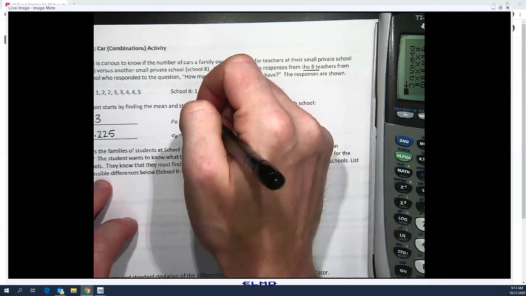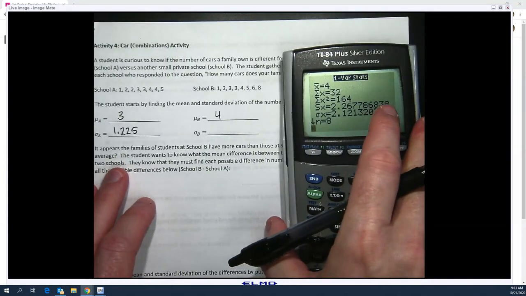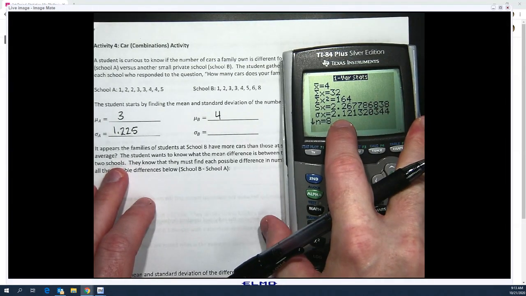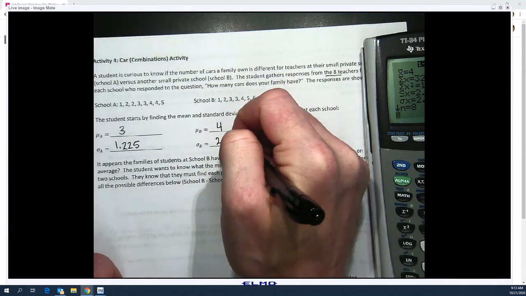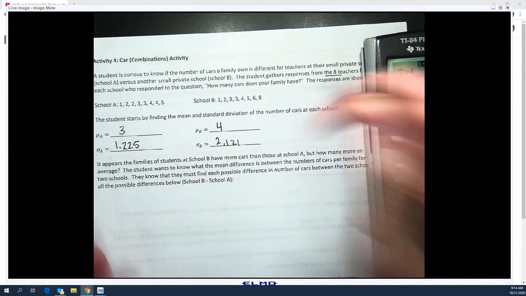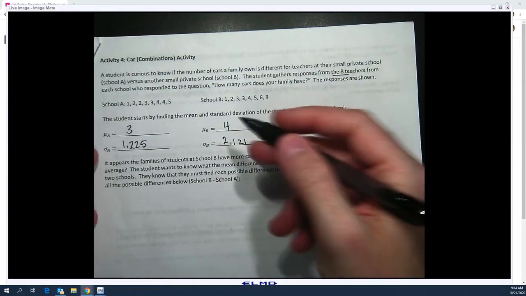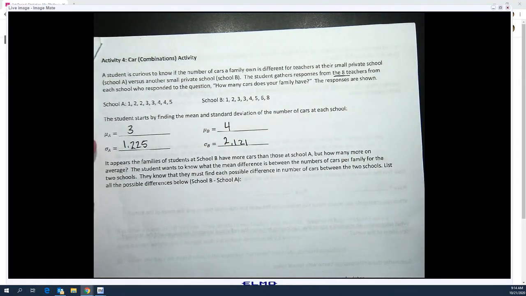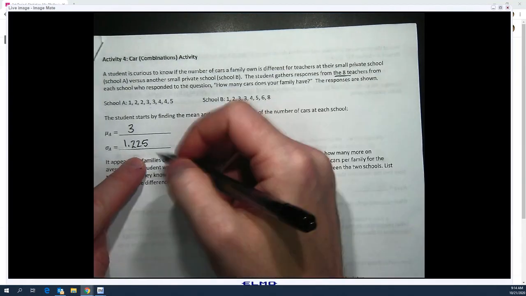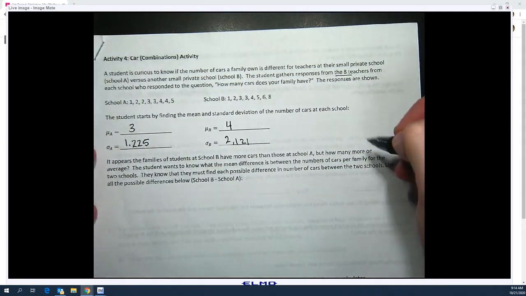So we can see that school B seems to, on average, have another car compared to school A. Standard deviation is pretty similar, though. Oh, no, it's not. It's almost twice as much. Never mind. So it's 2.12, and we'll say 1.225. Okay. So it says it appears the families of students at school B, and I think these were supposed to be teachers, right? Yeah, they didn't stay consistent with this. Families of teachers at school B have more cars than those at school A, but how many more on average?